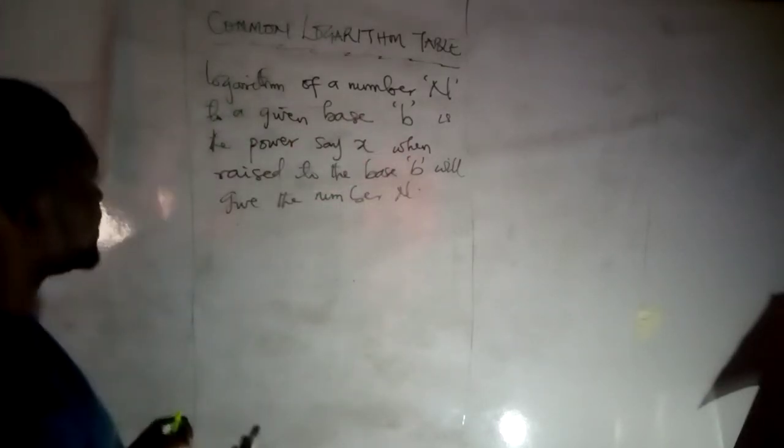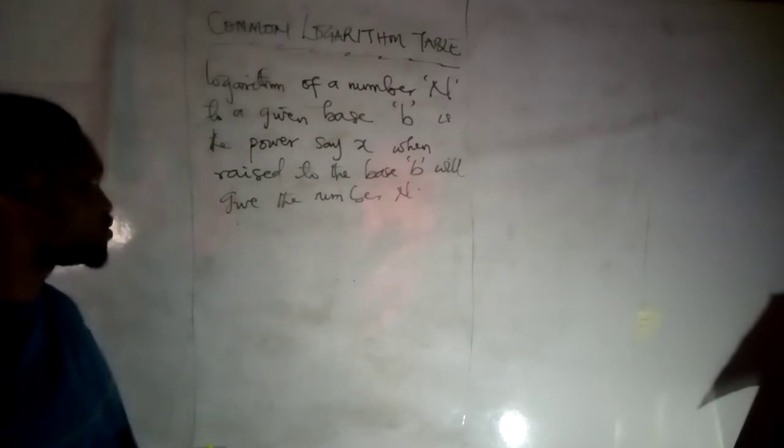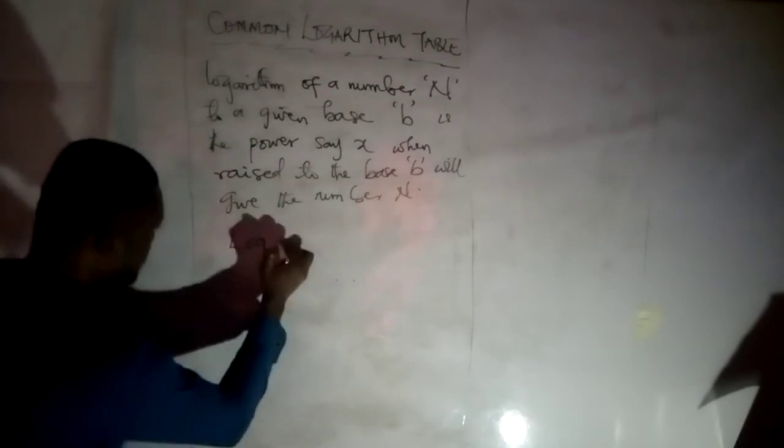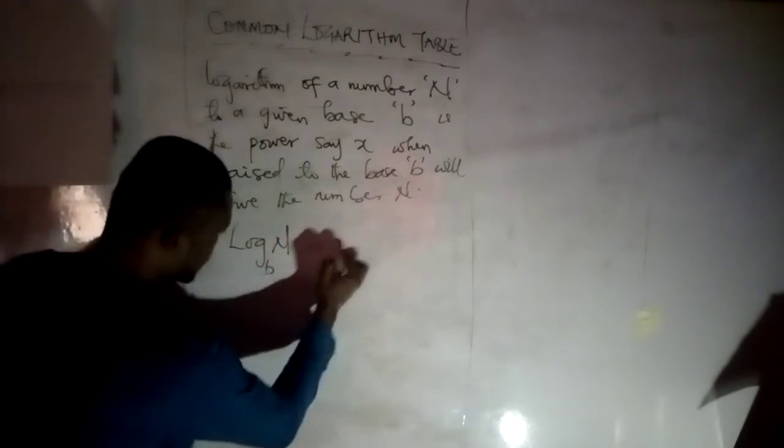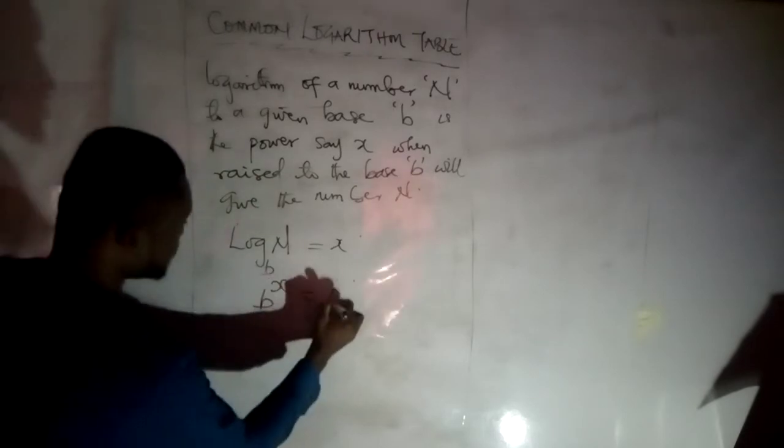So the logarithm of a number n to a given base b is the power, say x, which when the base b is raised to it, gives the number. Let's see it mathematically. The logarithm of a number n to a given base b is equal to s. Now, s is a logarithm, which is also the power of the base. That is, s is the power of this base, which will now give us n. So a logarithm is a power of this base.